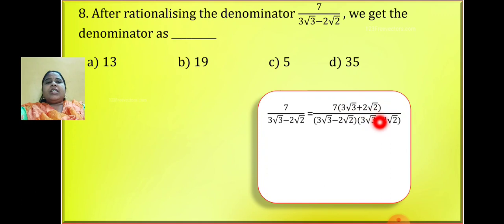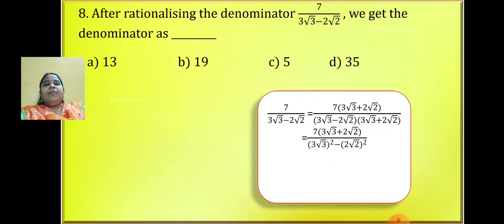I hope you are understanding this. How do we get that? It's the conjugate pair of this. Okay. So now it is in the form a minus b, a plus b. Formula is a square minus b square. Correct? So that I will do as my next step. So numerator will be as it is, 7 into 3 root 3 plus 2 root 2. Denominator will be 3 root 3 the whole square minus 2 root 2 the whole square. a square minus b square.